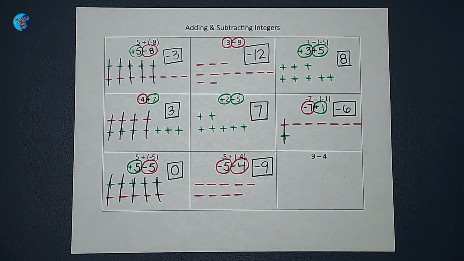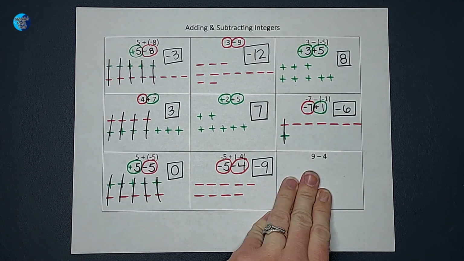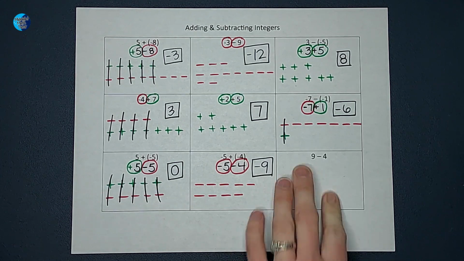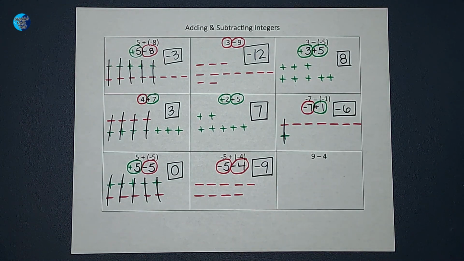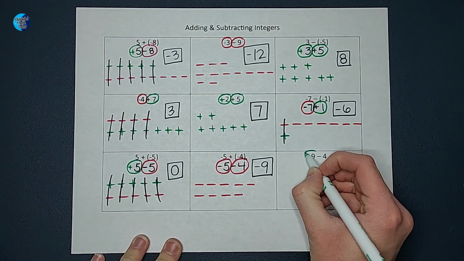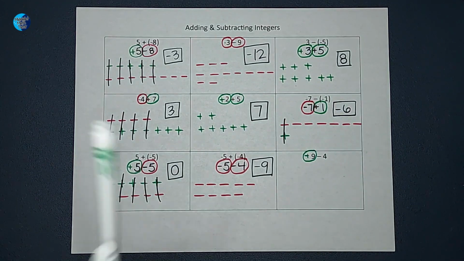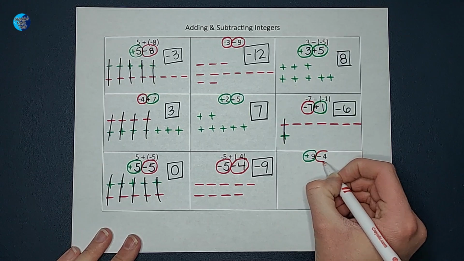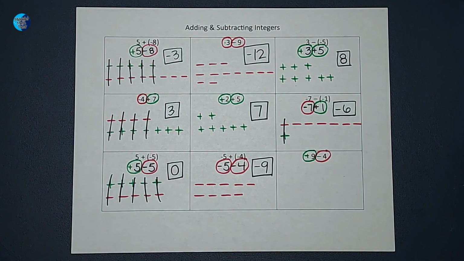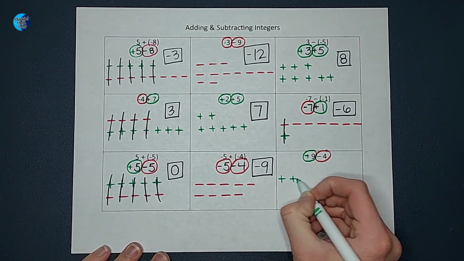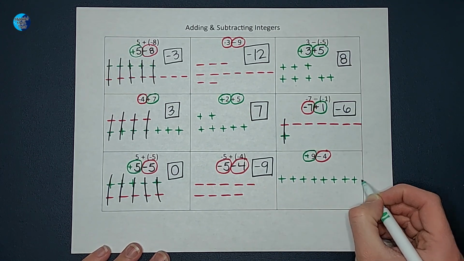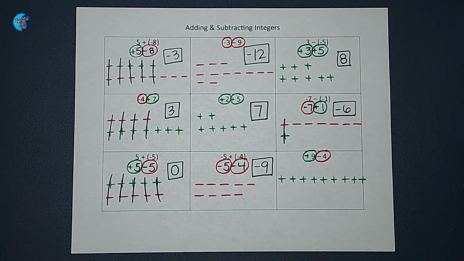All right, last one. This is another one where you might look at it and be like, I know what that is, which is great. But if the integers are kind of throwing you off and you need to use the pluses and minuses, no shame in that, all right? Do I have any signs right next to each other? I do not. So I'm going to circle my positives. 9 doesn't have a sign, but it's positive. 4 is negative. So I'm going to draw 9 positives and 4 negatives.